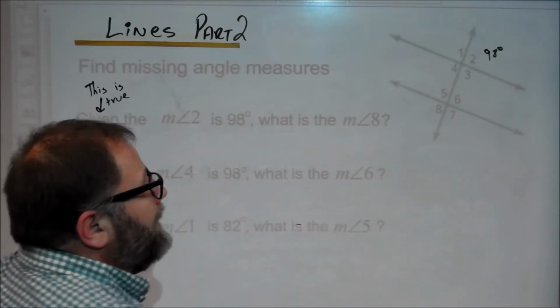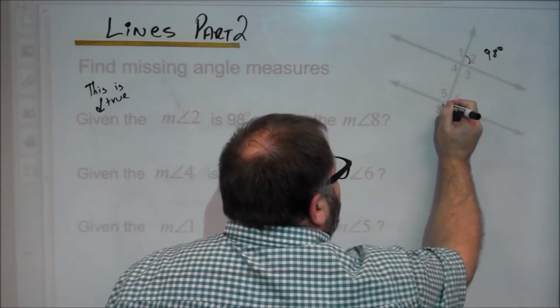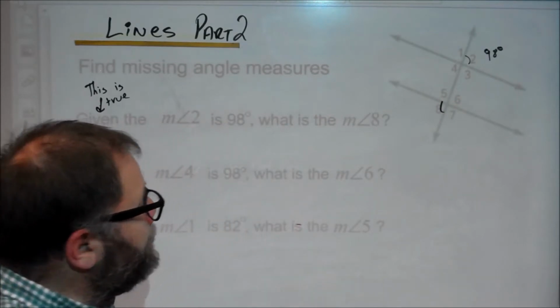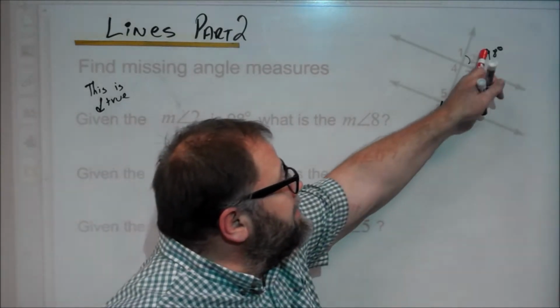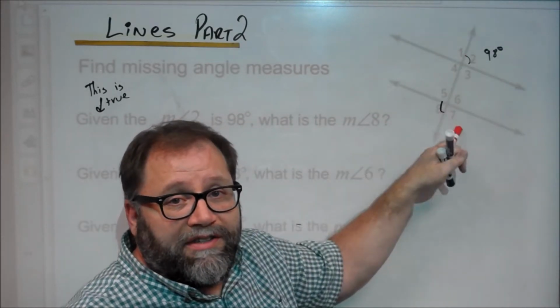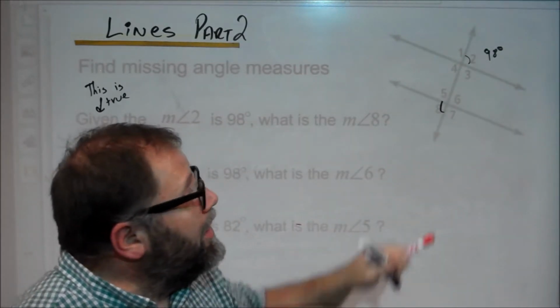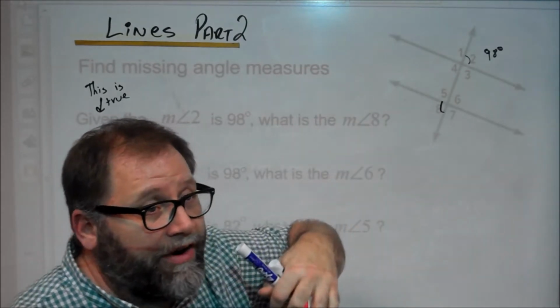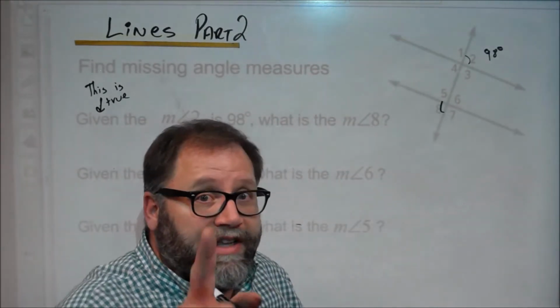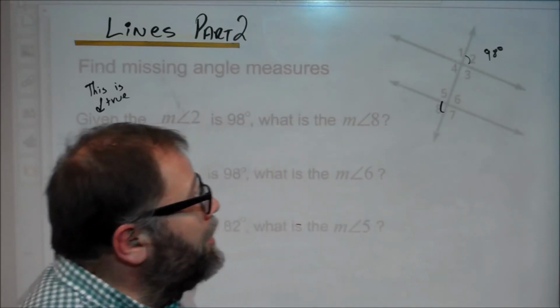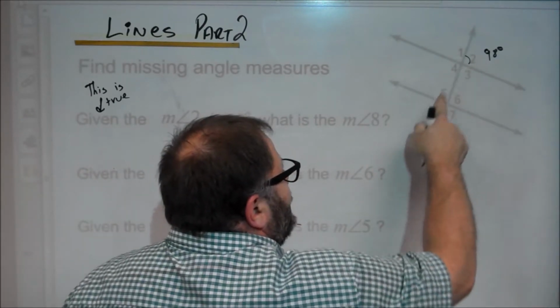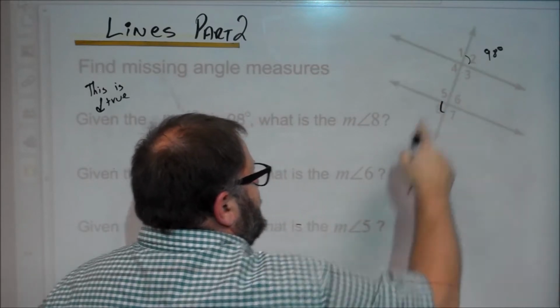Okay, so I've got angle 2 here. I've got angle 8 there. Let's figure out if there's a relationship. Are they corresponding angles? Are they in the same position in relation to the lines and the transversal? They are not. Are they on the inside? They are not. Are they on the outside? Yes. So now we've got one question that's yes. They are exterior angles. But let's just make sure. Are they on opposite sides of the transversal?